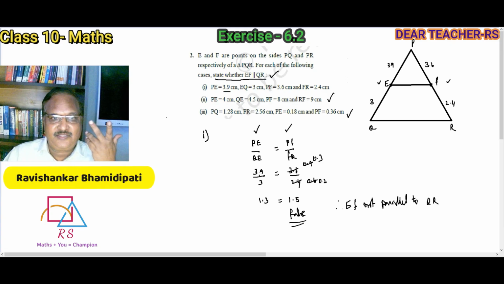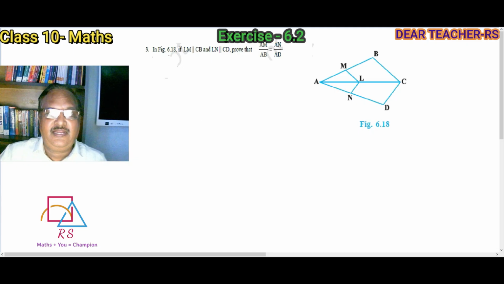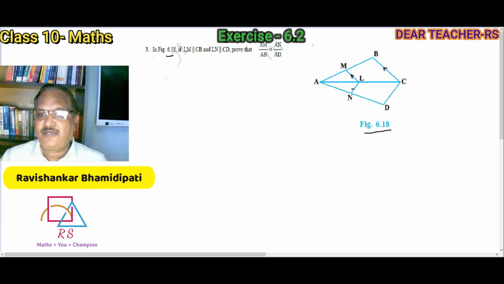Let us go to the third problem. Question number 3 goes like this. In figure 6.18, I have copied from the textbook and I have written it there. So LM is parallel to CB. Let me write parallel marks. These two are parallel. And LN is parallel to CD, so I will put 2 arrow mark symbols.